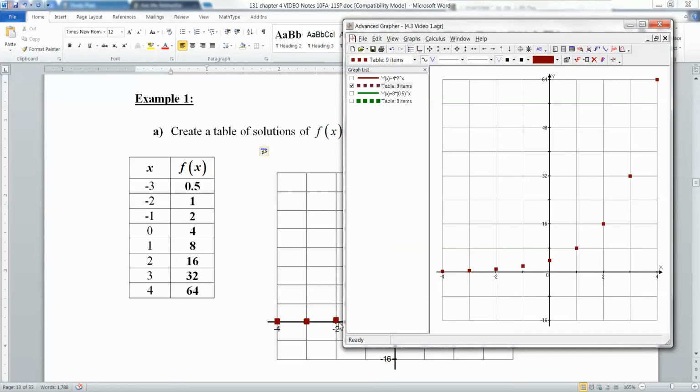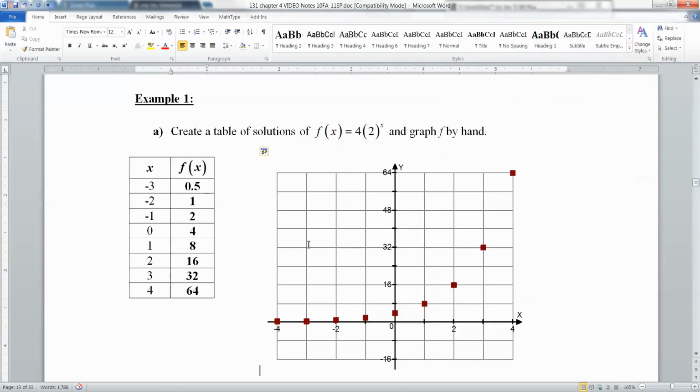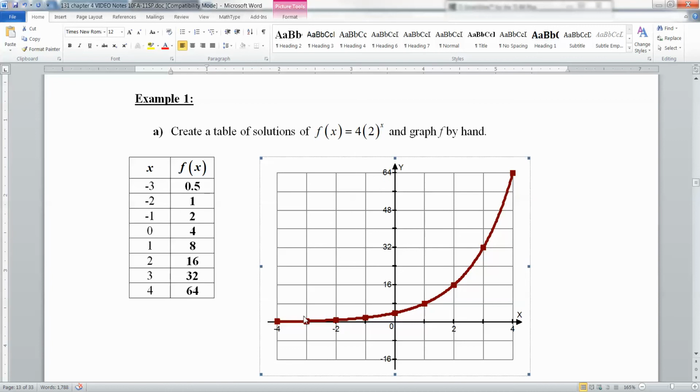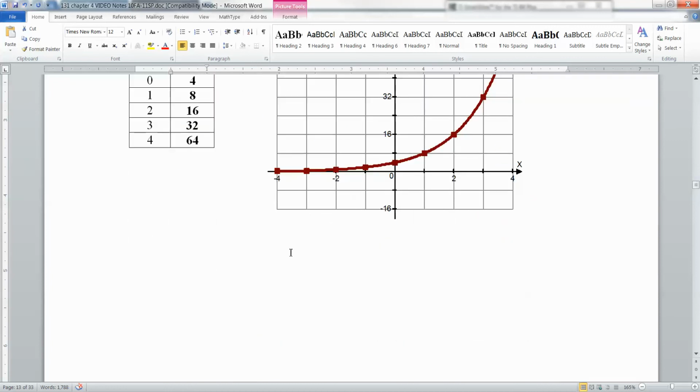So then you've got to connect the dots. So let me add those in. And by the way, the program I use to do this is called Advanced Grapher, in case you're ever interested. So there you go. There's the graph. All right, so now we'll do it again.